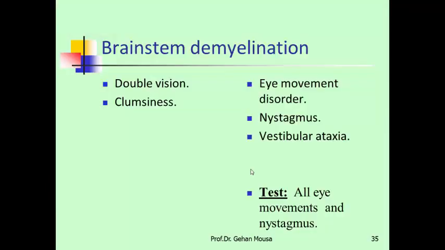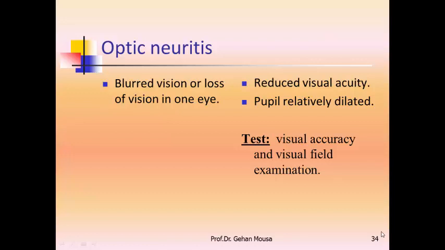The second common symptom is optic neuritis, inflammation of the optic nerves, which can occur in MS, resulting in disturbance of vision, blurring of vision, or maybe loss of vision in one or both eyes. This is accompanied by reduced visual acuity and visual field. So, visual field examination is required for this patient.